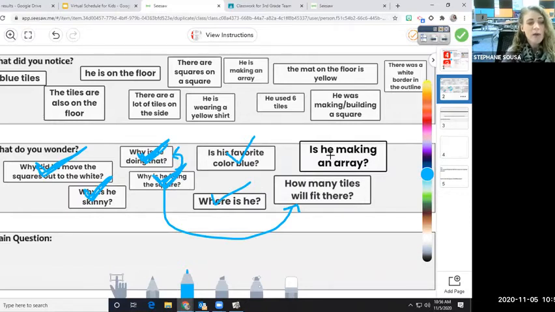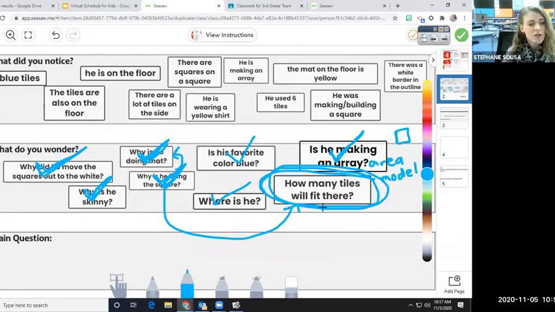Is he making an array? No, he is not. He is making an area model. Remember, an area model is different than an array because there's no space between the objects. Area models are made of squares only, and area models tell you how much space is covered. How many tiles will fit there?